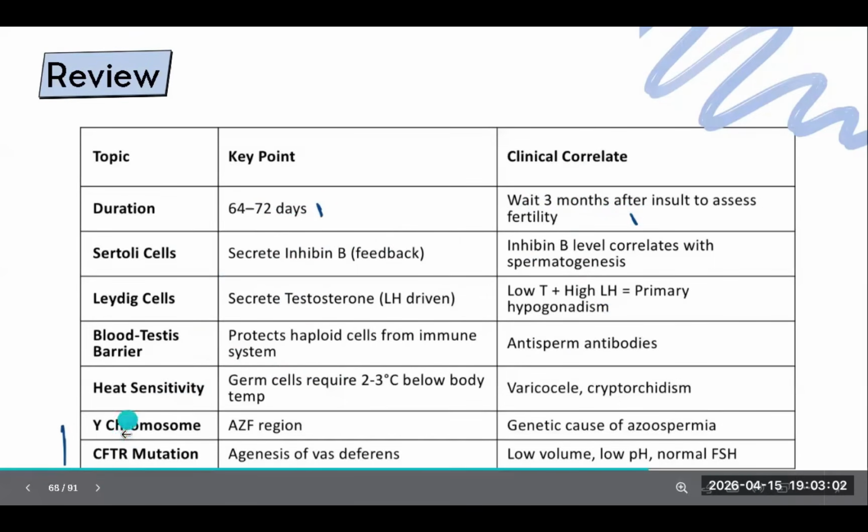Another high yield thing which I mentioned before is Y chromosome microdeletions, which take place in the AZF region. I think the doctor will get you a question on this. And lastly, CFTR mutations. We mentioned this before, cystic fibrosis, and we will mention it again. It leads to congenital bilateral absence of the vas deferens or agenesis of vas deferens.